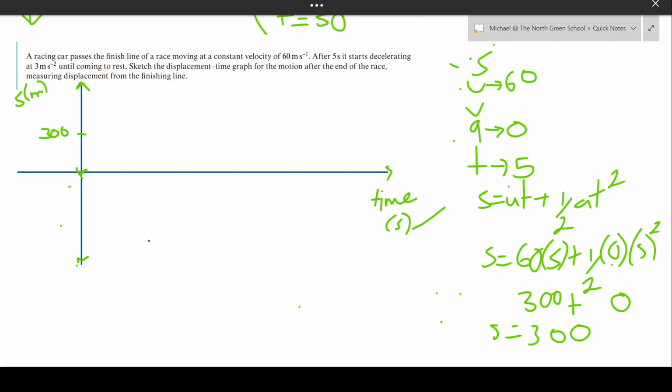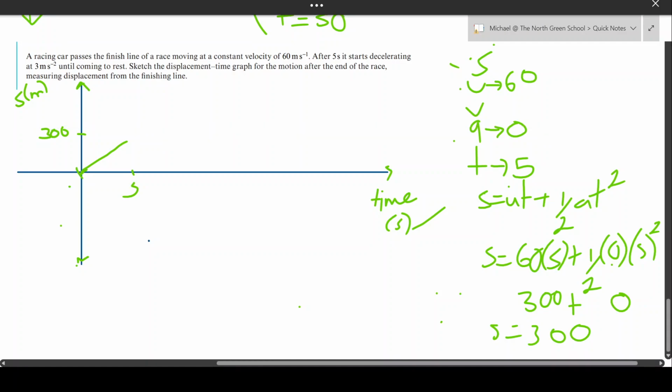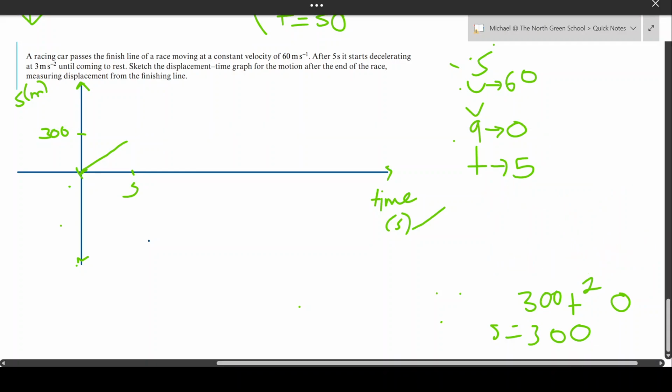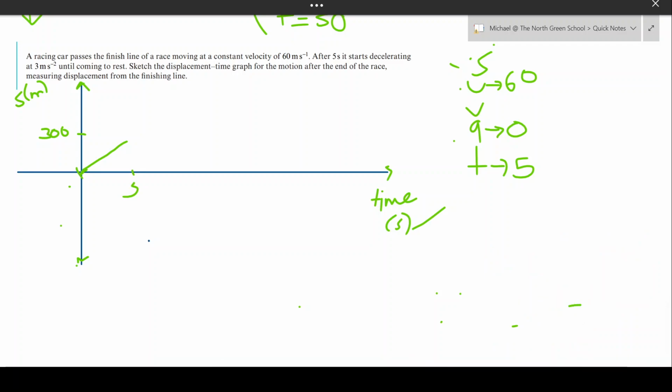So for constant velocity, we must have a straight line, and we're going to do it up to 5 seconds. So it should be something like that. The straight line shows that we're moving at a constant velocity. Then it says after 5 seconds, we start decelerating at 3 meters per second until we come to rest. So we're going to use a different SUVAT equation here because the acceleration has changed from 0 and it's now 3.